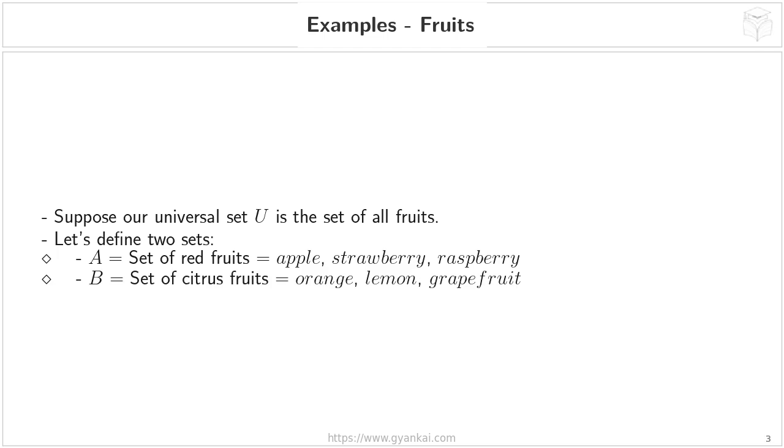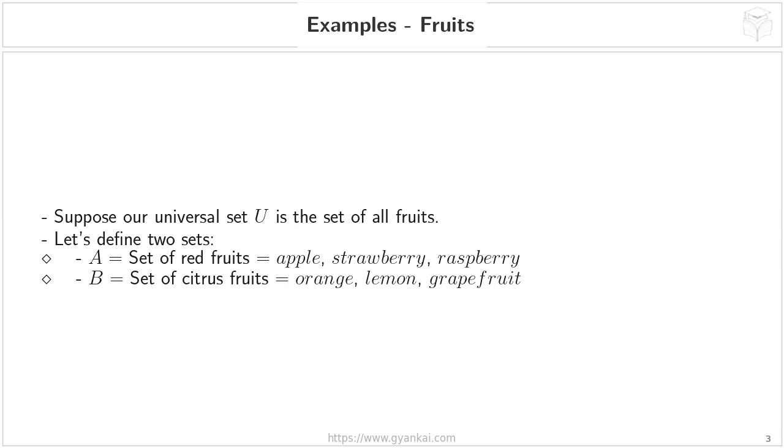Examples: fruits. Let's move on to a concrete example to really solidify our understanding of the universal set and Venn diagrams. Now suppose our universal set, which we denote as U, is the set of all fruits. Remember from the previous slides, the universal set is everything we're considering in this particular problem. So in this case, everything we talk about will be a type of fruit.